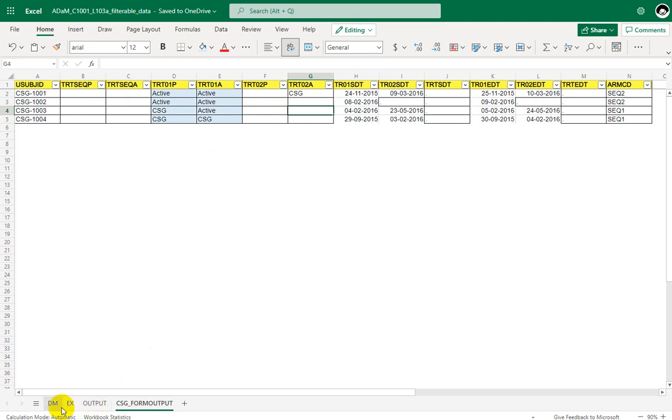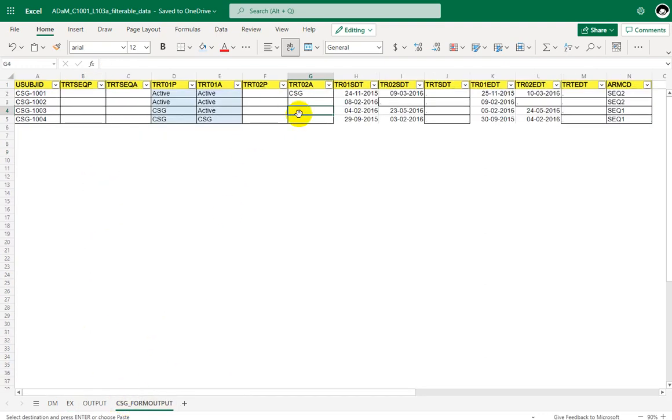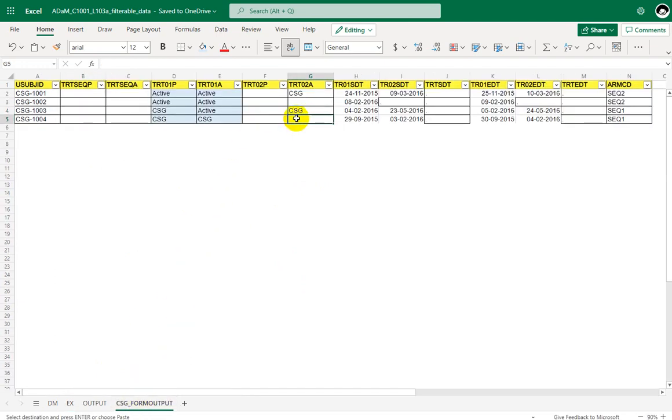So for 1003, let us take a look at the data. For 1003, the earliest record was 23rd May. On that record, the EXTRT value was CSG. So this will become the TRT02A for subject 1003. So similarly for subject 1004, the earliest record was 3rd Feb. On that record, we have EXTRT as active. So this will become our TRT02A for subject 1004.